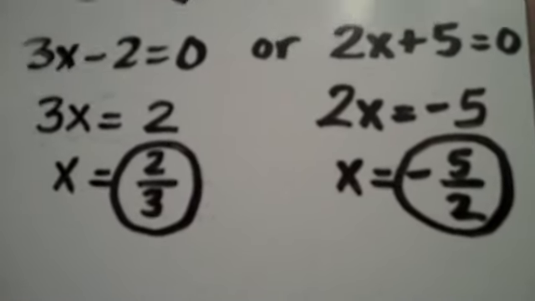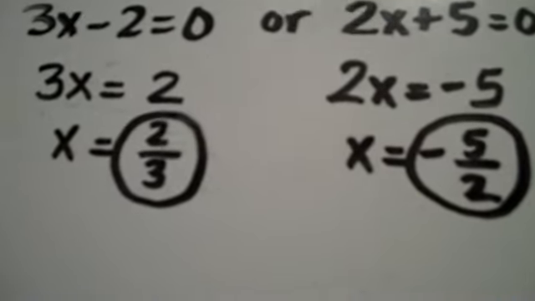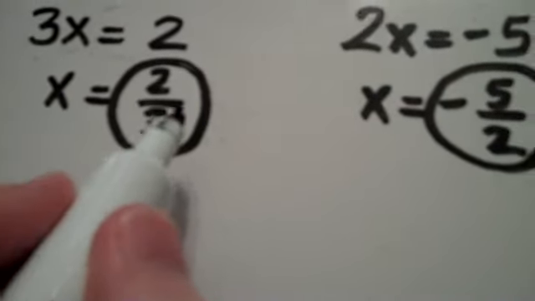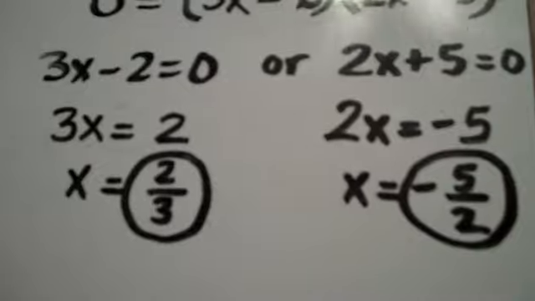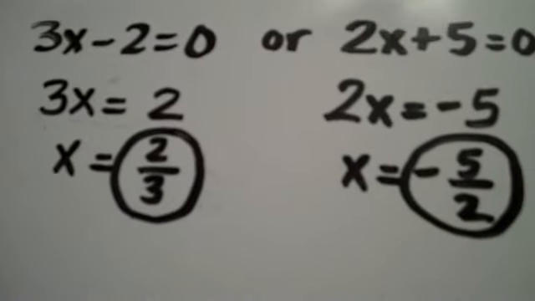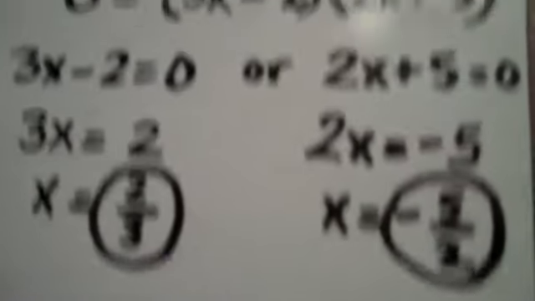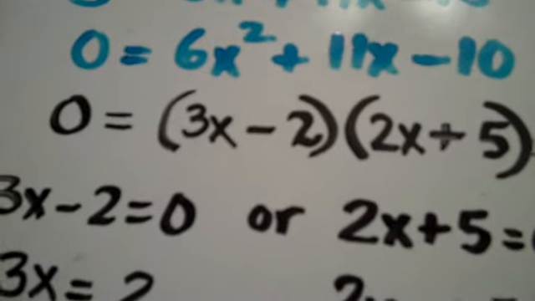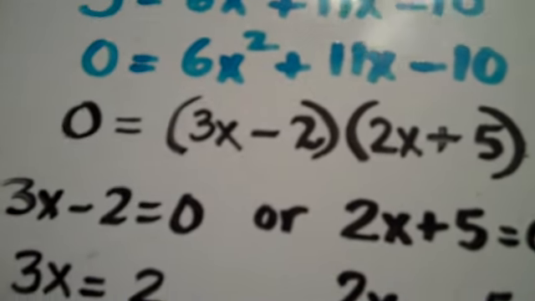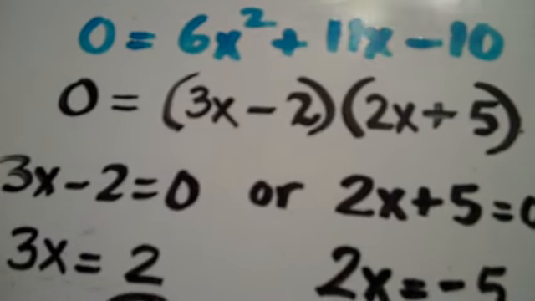Now, you were asked to write these as zeros, so we write the answer as x equals and x equals. And we're done. If the original equation that you set up did not factor, the quadratic formula would be a very appropriate way to solve it.